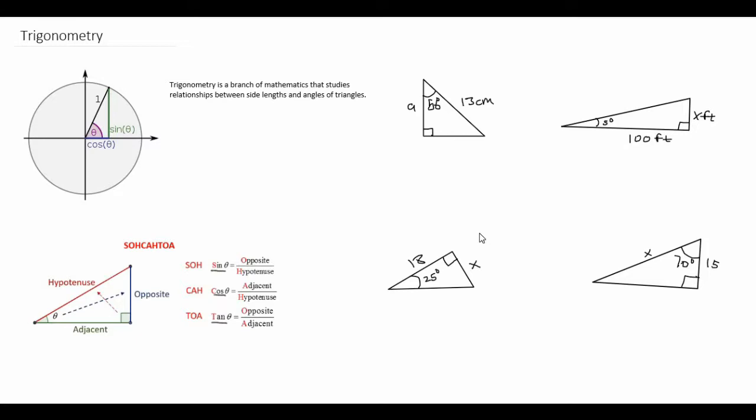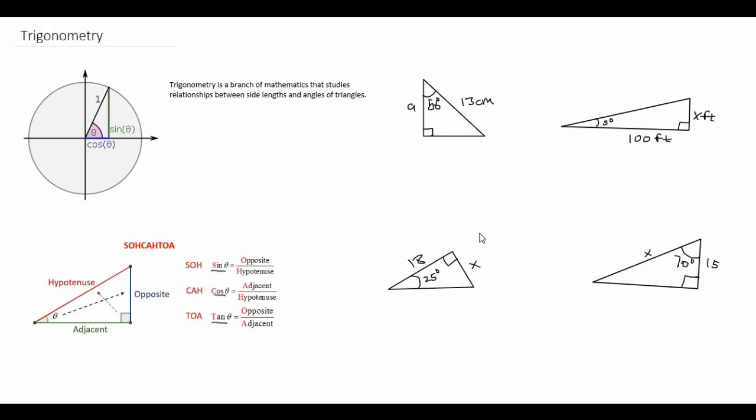Sine means opposite over hypotenuse. So whichever side is opposite to the angle over the hypotenuse of the triangle. Cosine means adjacent over hypotenuse, which means whichever side is adjacent to the angle over the hypotenuse. And tangent means opposite over adjacent, or whichever side is opposite to the angle and whichever side is also adjacent to the given angle.